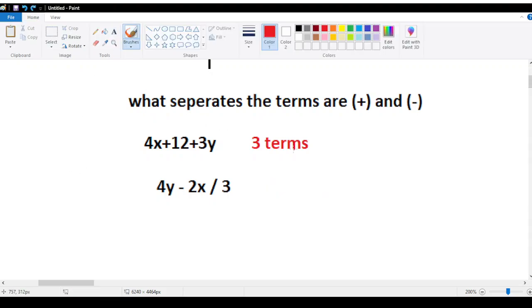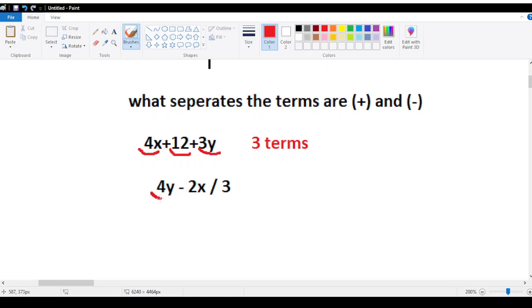Now look again, Shamsa. What separate the terms are plus and minus. I'm going to explain it in another way. Just imagine that the plus or the minus, it's like a space. So first word, then space. Second word, then space. Third word, and that's it. That's why I said 3 terms.